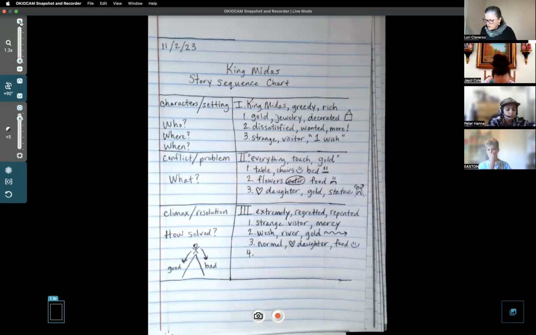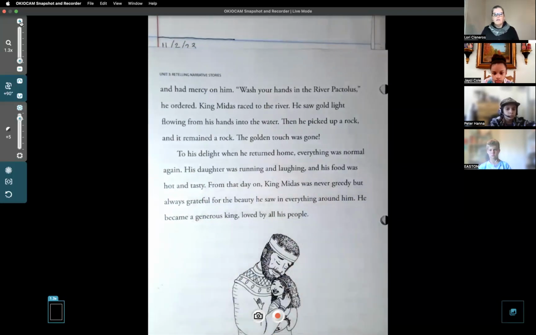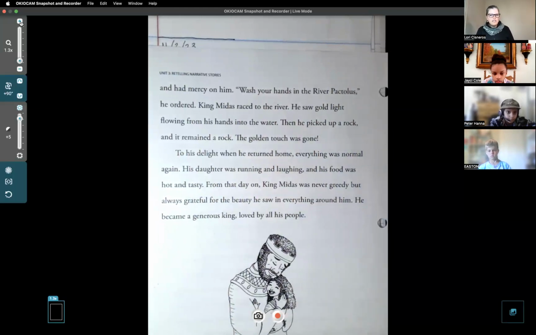So what are some words to describe how King Midas ended up at the end of the story? You can look at it if you need to back here. At the very, very end, the last couple of sentences, it talks about how he was different. How was he different at the end? He was grateful. Good. He was grateful. What else, JC? He saw the beauty in everything. Saw the beauty in everything.